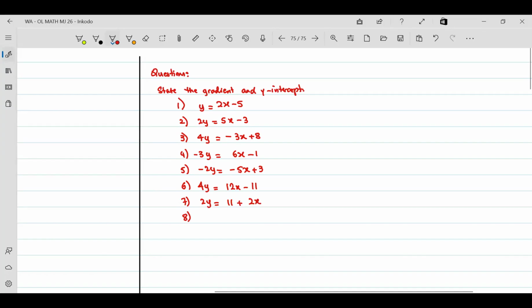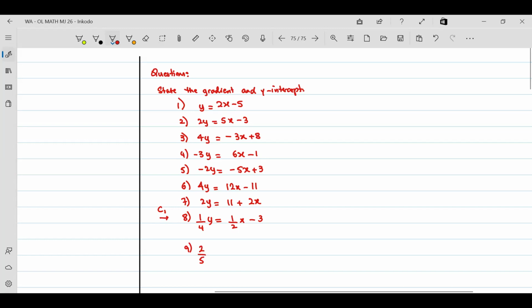Question number 8. Now from 8 onwards, 8, 9 and 10 are going to be challengers. That's going to be 1 over 4y equals 1 over 2x minus 3. These are challengers. It's absolutely okay. Let's call this challenger 1.